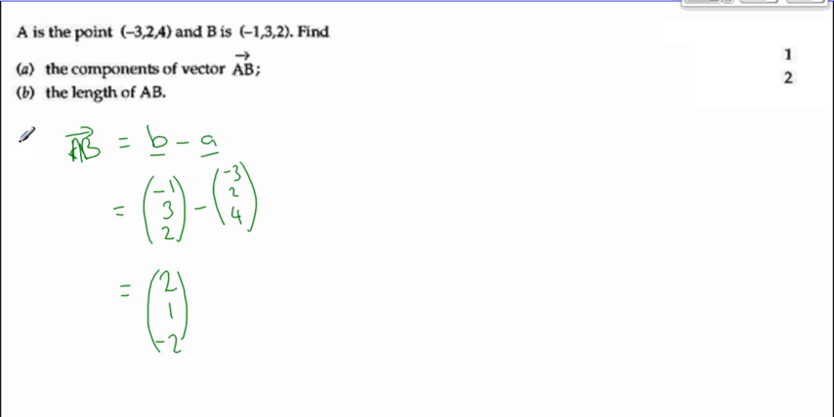And part B, the length of AB, or another word for length is your magnitude. We know that AB is (2, 1, -2), so the magnitude is going to be 2 squared plus 1 squared add -2 squared. So 4, 4, and 1 is √9, so the magnitude of AB is 3.